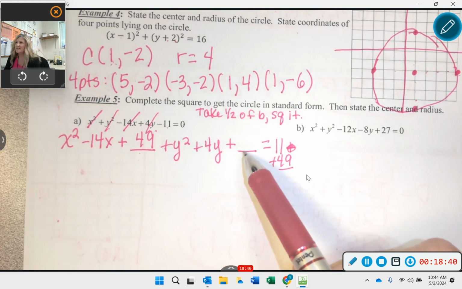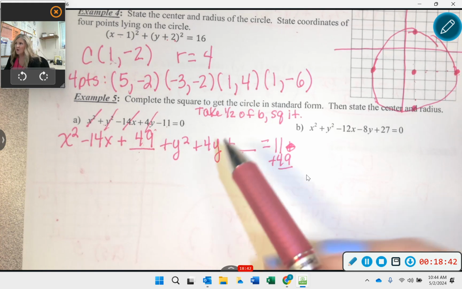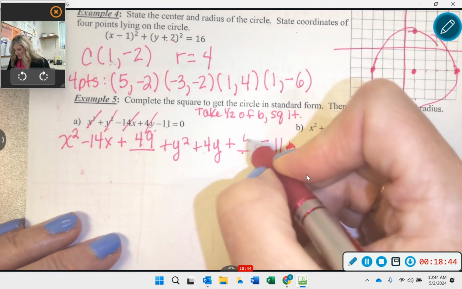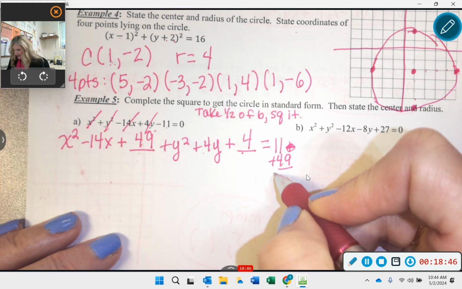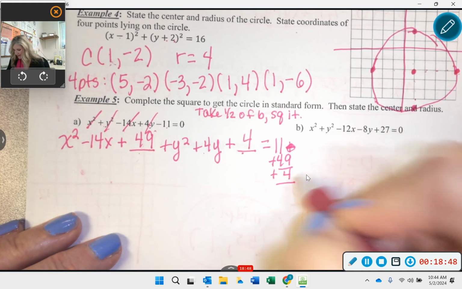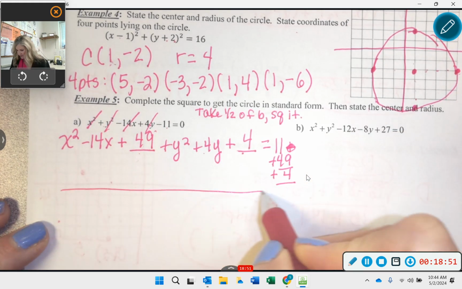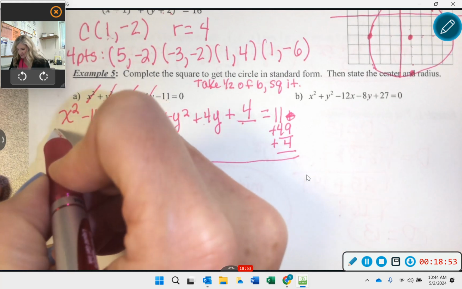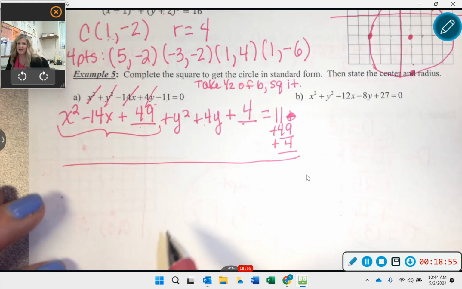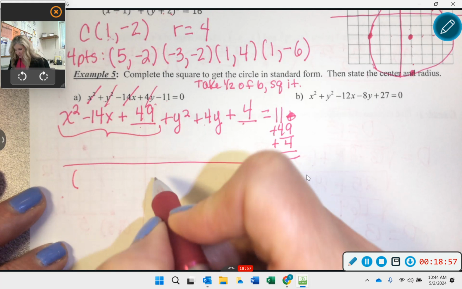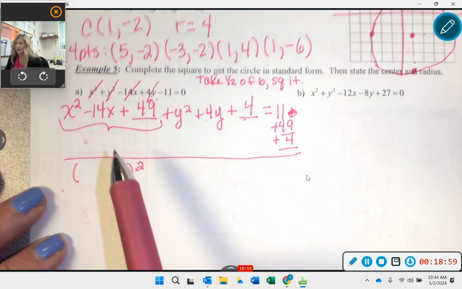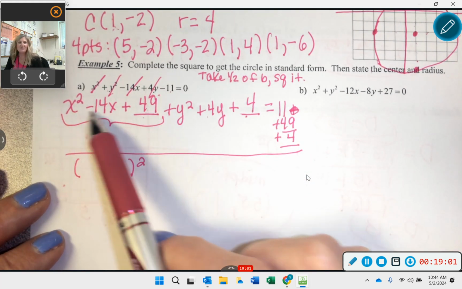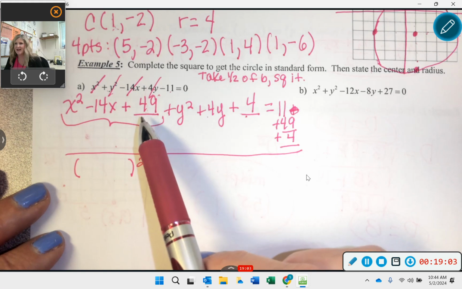What am I going to put in this blank? 4. Half of 4 is 2, squared is 4. I added 4 there. I'm also going to have to add 4 to the right side. So here's what I've got. This should now be a perfect square binomial. It should go down into some quantity squared. Does anyone remember from earlier in the year how this would factor?